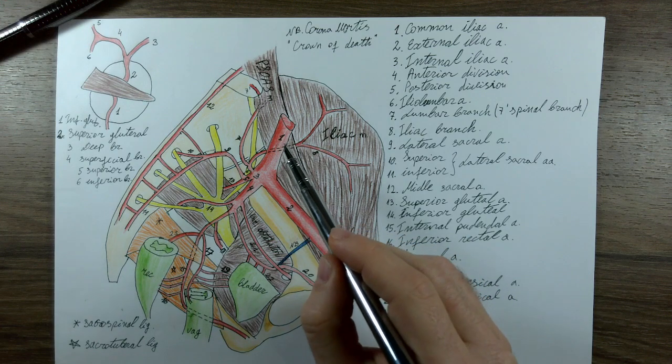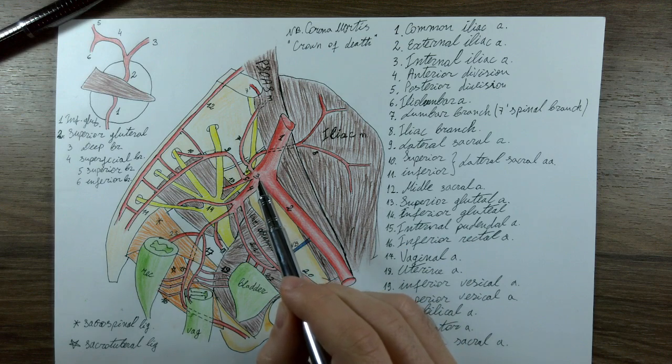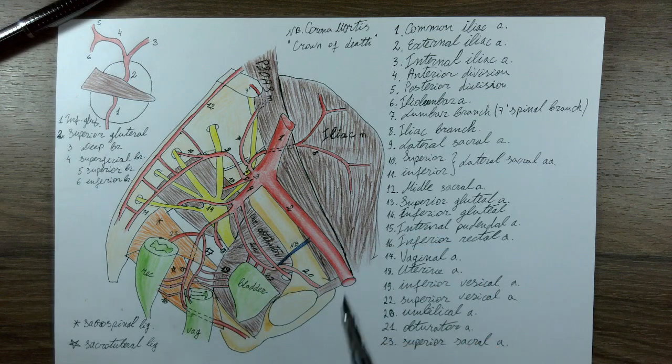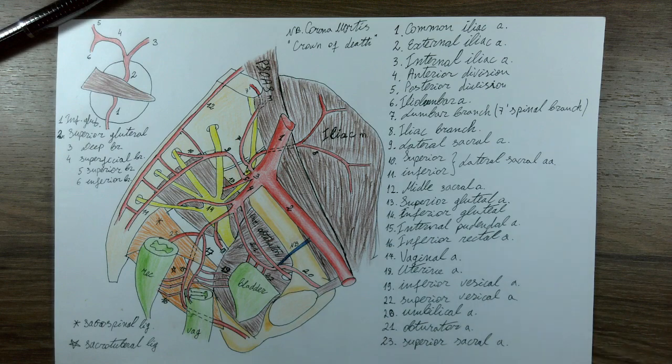This guy divides into two main trunks, the external and the internal iliac artery. The external iliac artery, with two very small exceptions, supplies blood only to the lower limb. And we won't discuss it today.